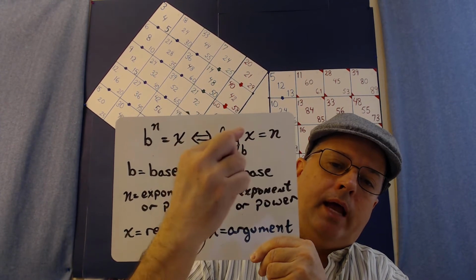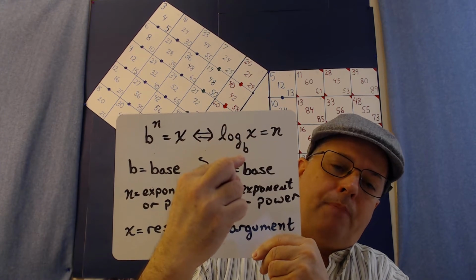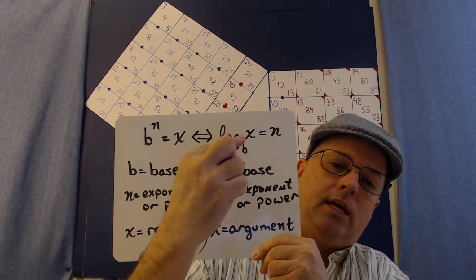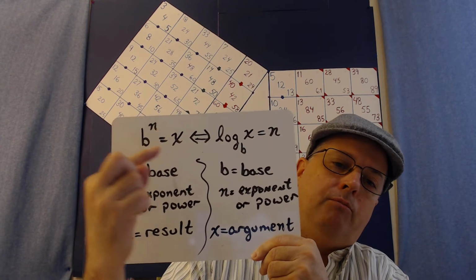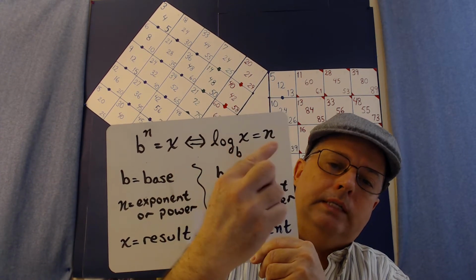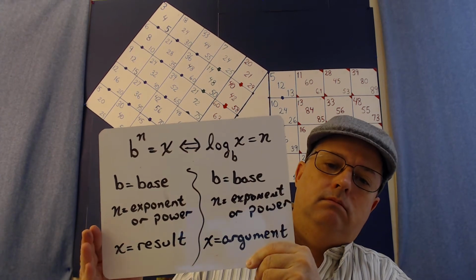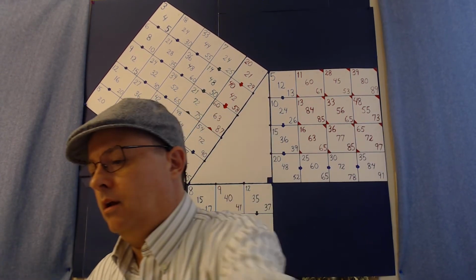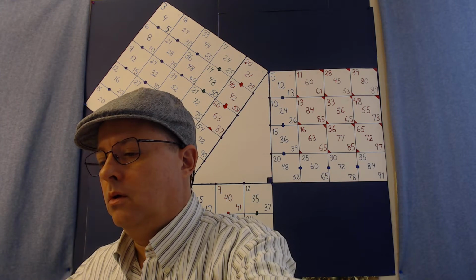What power of b gives us x? The n power of b is x. So therefore, the log base b of x is n. Okay. And so now, we did a whole bunch of examples with that idea.